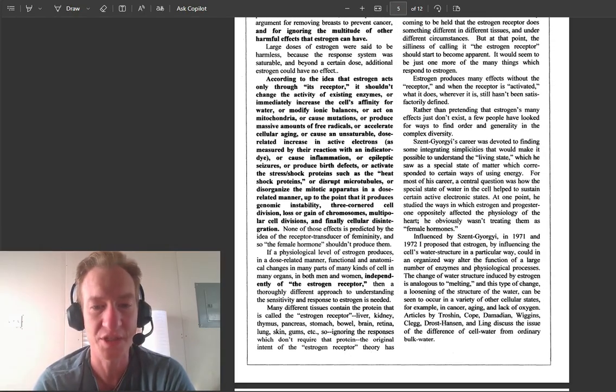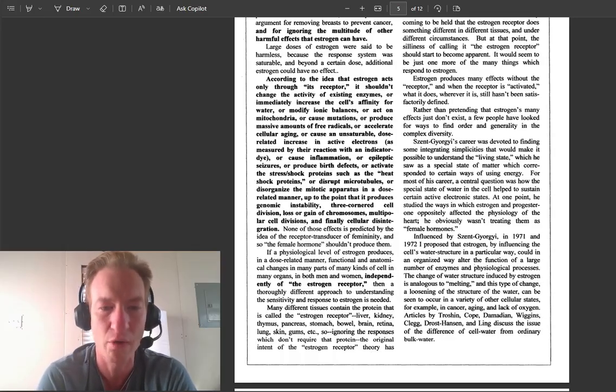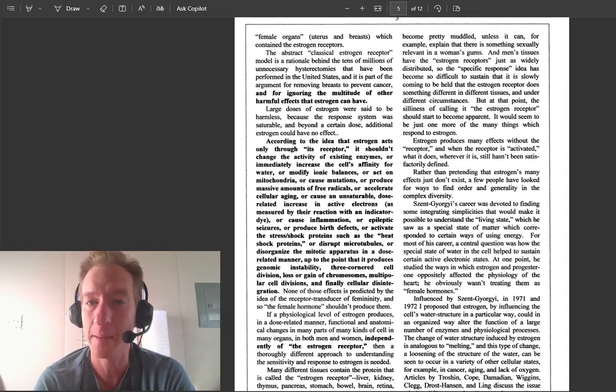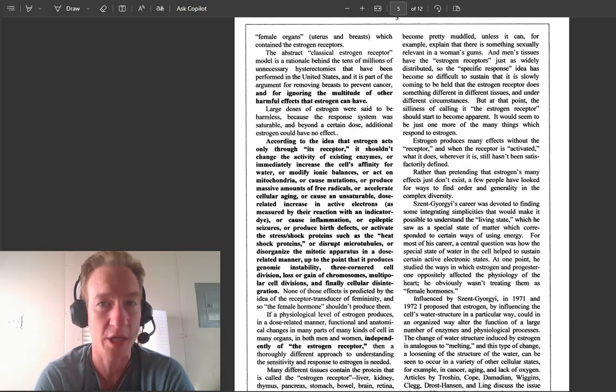Many different tissues contain the protein that is called the quote-unquote estrogen receptor. Liver, kidney, thymus, pancreas, stomach, bowel, brain, retina, lung, skin, gums, etc. So, ignoring the responses which don't require the protein, the original intent of the quote-unquote estrogen receptor theory has become pretty muddled. Unless it can, for example, explain that there is something sexually relevant in a woman's gums.